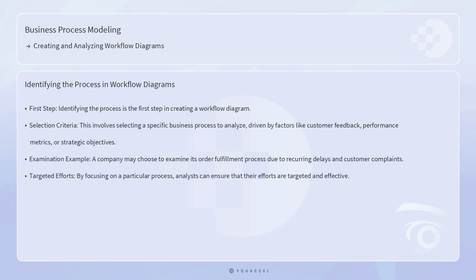Identifying the process is the first step in creating a workflow diagram. This involves selecting a specific business process to analyze, which may be driven by various factors such as customer feedback, performance metrics, or strategic objectives. For instance, a company may choose to examine its order fulfillment process due to recurring delays and customer complaints. By focusing on a particular process, analysts can ensure that their efforts are targeted and effective.